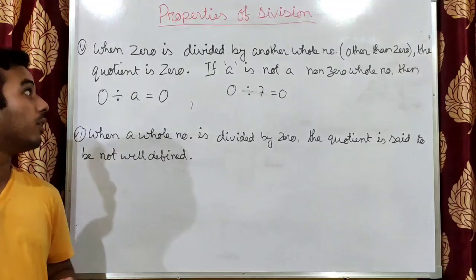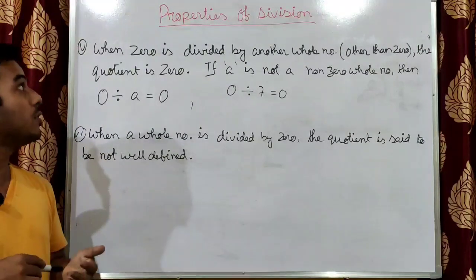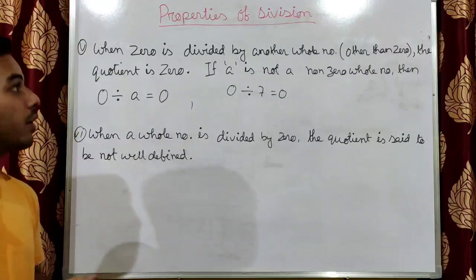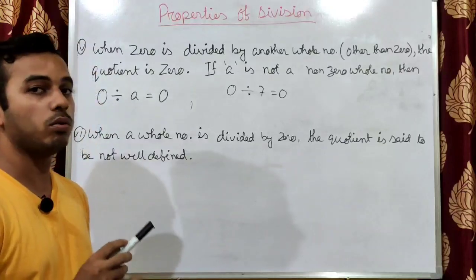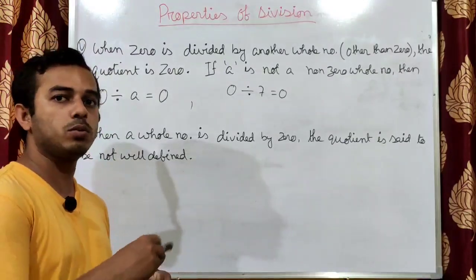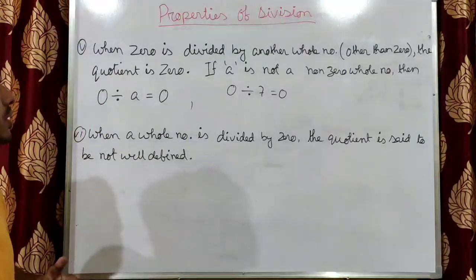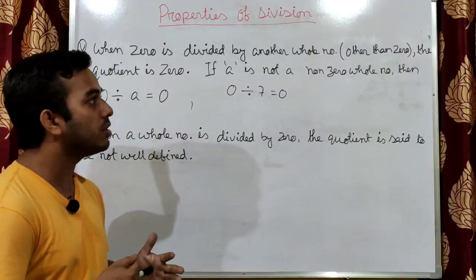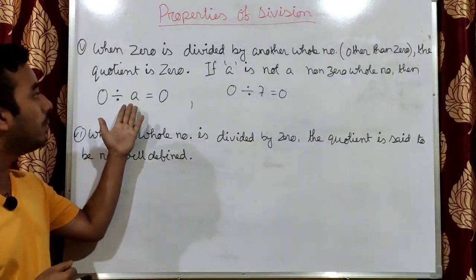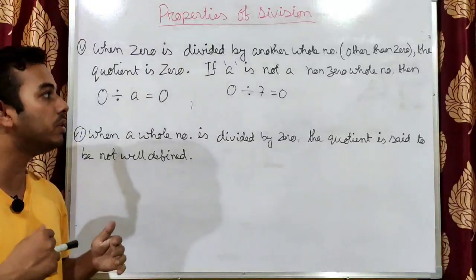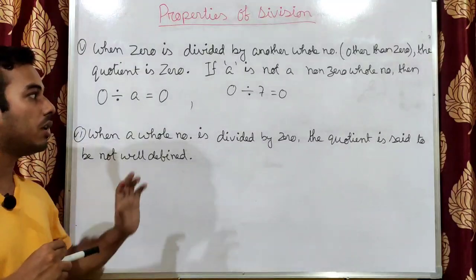Okay, now let us move to our fifth property, that is when 0 is divided by another whole number other than 0. The quotient is 0. That means if a is a non-zero whole number, then 0 divided by a is 0. Clear? Up to this clear.